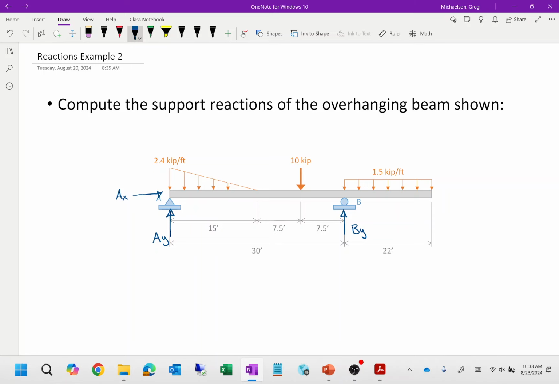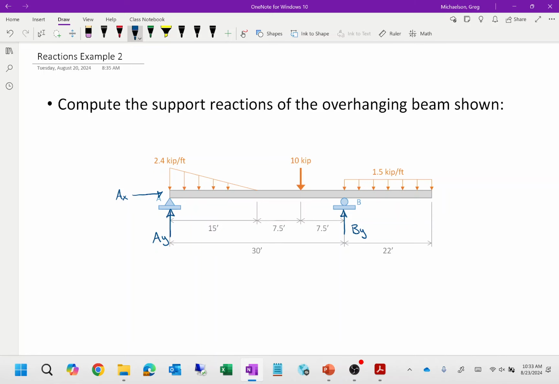Now, we have a point load on the beam. We have a 10 kip load on the beam, but we also have these other loads. Let's deal with the one that's a little bit easier. I have a 1.5 kip per foot load distributed over a distance of 22 feet. What that's saying is every foot there's 1.5 kips, and that's for 22 feet.